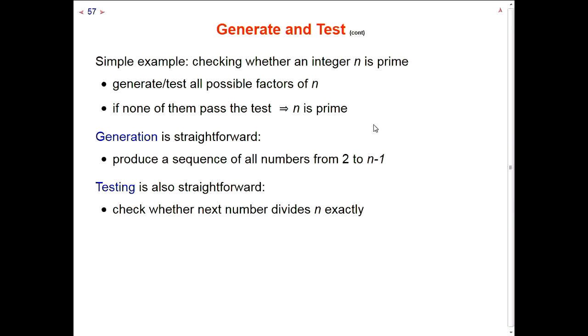And if you do that with 31, you enumerate all possible candidates of factors between 2 and 30, then you will see that none of them divides 31, and therefore you know that it is a prime number. So generation is really straightforward. You produce a sequence of all the numbers from 2 to n minus 1. Actually, we know we can stop a little earlier, but the simplest algorithm would just do this. And testing is also straightforward: check whether a number divides n exactly. So that's a typical generate and test algorithm where you generate candidates, you test them all, and in the end you have a solution to your problem.